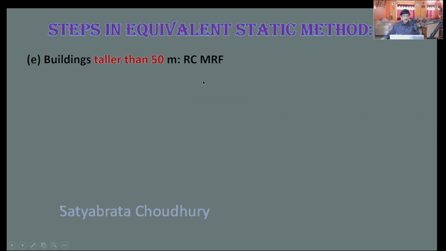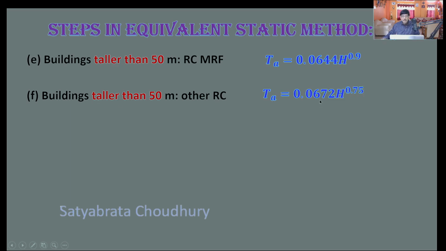Now, taller buildings are actually covered in a separate code, we shall see. When the building is more than 50 meters and it is an RC moment resisting frame, the formula is T equal to 0.0644 h to the power 0.9. For a building taller than 50 meters other than RC, so a steel building (a masonry building of course will not be more than 50 meters), T equal to 0.0672 h to the power 0.75. These are given in IS 16700:2023. This code is for tall buildings.